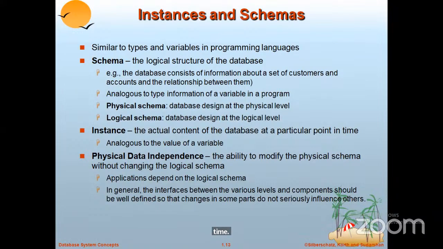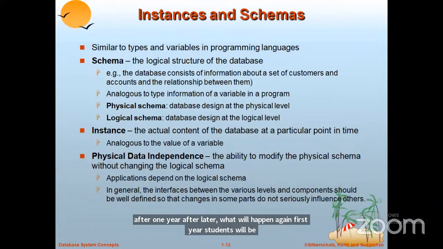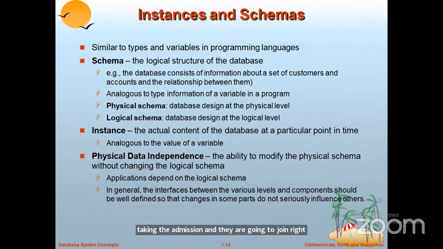Take our JNTK Kakinada example. Now 1,000 students are inserted, and one year later, what will happen? Again, first year students will be taking admission and joining, so their information should also be updated in the database. So the database will be changed. Database will not be constant. Database may vary. Database may change. That information stored at a particular moment is called an instance.